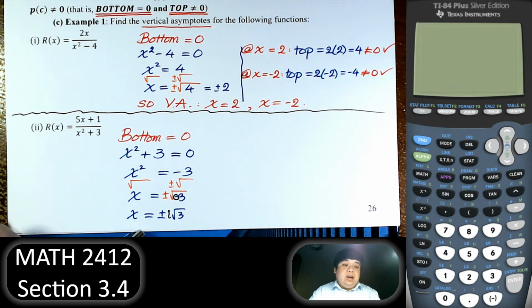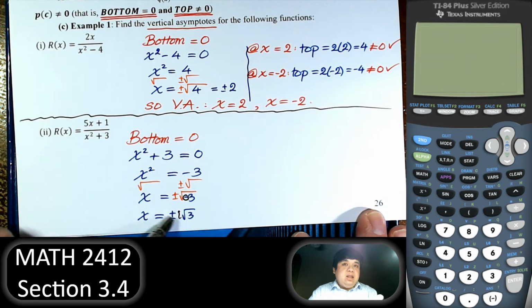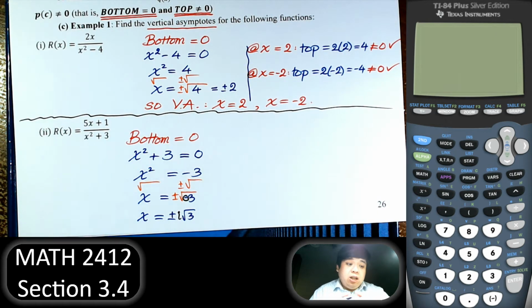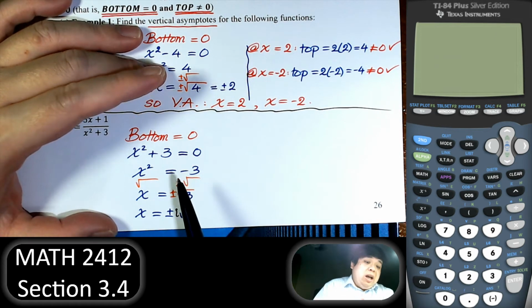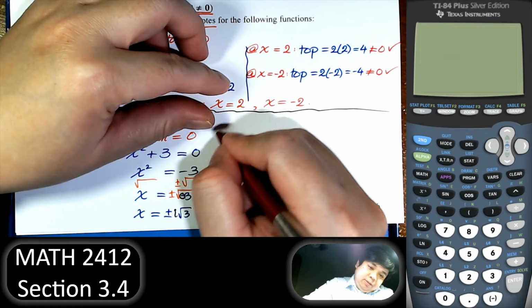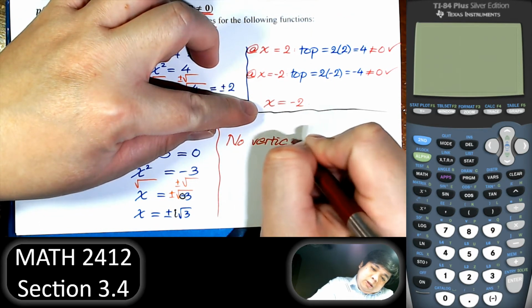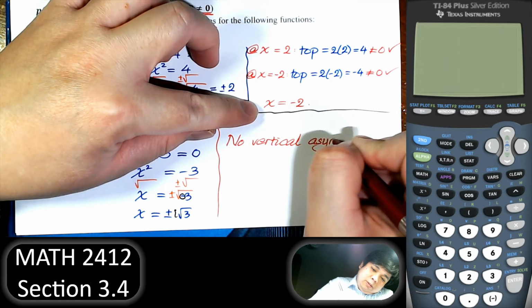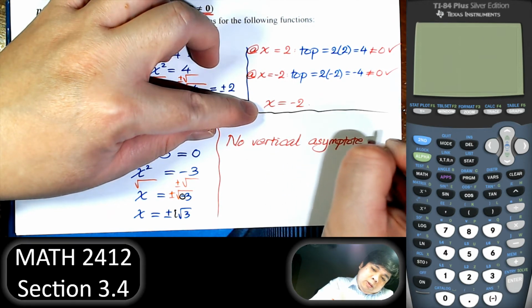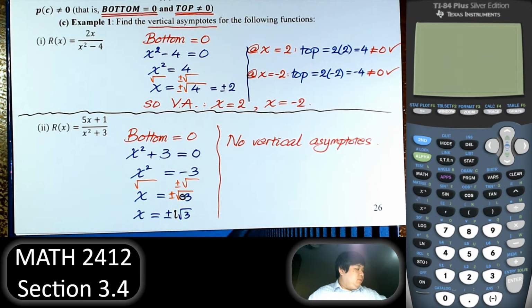So in that case, the imaginary doesn't count here, so the bottom cannot equal 0. Therefore we have no vertical asymptote, because there are no real values that make the bottom equal to 0. Imaginary does not count.